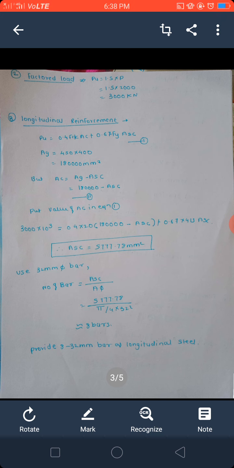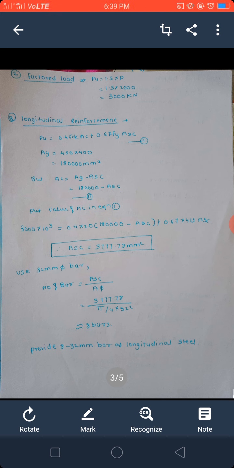With the help of this, we can find out the value of area of steel in compression, that is the area of longitudinal reinforcement. We are going to use 32 mm phi bars, so the number of bars is calculated using the formula area of steel in compression divided by area of a single bar. We get 7.2 bars. We have to round this value up to 8. So provide 8 bars of 32 mm as longitudinal steel. In the next step, we have to find the area of steel provided in the column.